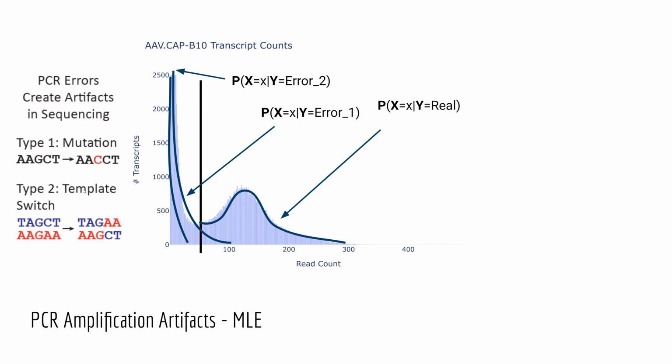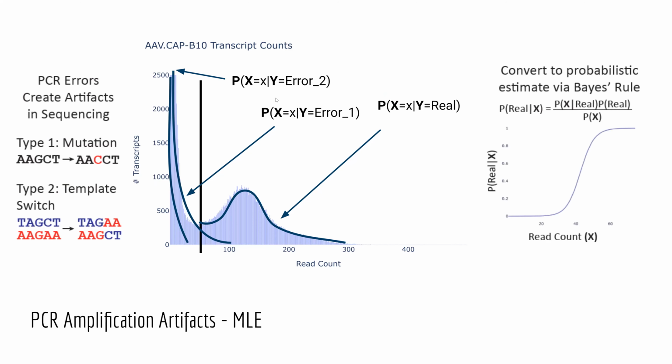But we also have this more complicated template switch type error, which is what we think explains this kind of stretched out error distribution that can't be modeled with a binomial. And I'll go more into what the template switches are later, but in short, know that we identified 2 distinct sources of error. And the benefit of being able to fit 3 different distributions, one that you know is real and 2 that are errors, is that once you fit it, you can use Bayes' rule to then calculate, if I have a certain read count, what is the probability that that transcript is real, as opposed to coming from this noise.